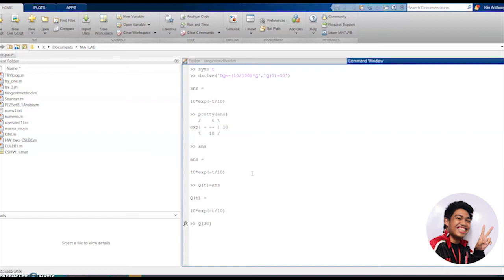The amount of salt after 30 minutes will be, as you can see, 10 times Euler's number raised to negative 3. If you want the decimal part, you can use the double function, double answer. Then we will know that the amount of salt after 30 minutes will be 0.4979 kilograms.